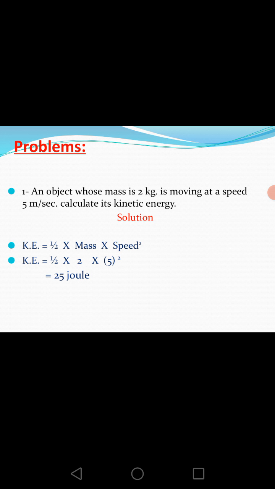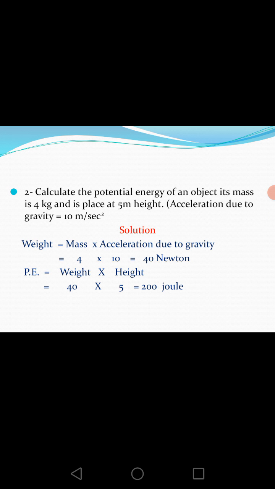The last question is problems. If an object, its mass 2 kg, moves at speed 5 meter per second, so kinetic energy equals half times mass times speed power 2. Half times mass, 2, times 5 power 2 equals 25 joule. You have to write the rule and unit.